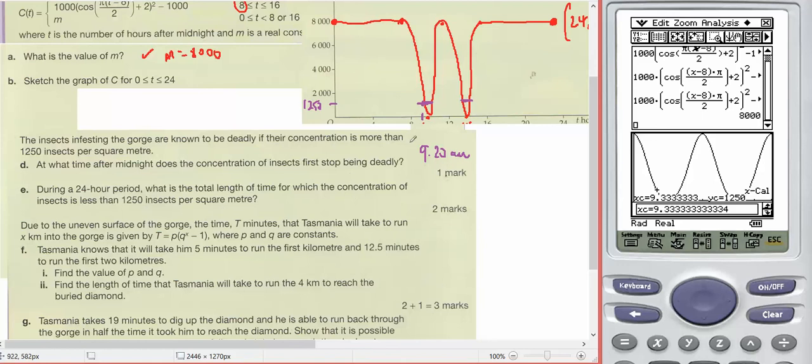During a 24-hour period, what is the total length of time for which the concentration of insects is less? So the total amount of time is the difference between those two times, and also the difference between those two times, which will be identically the same.